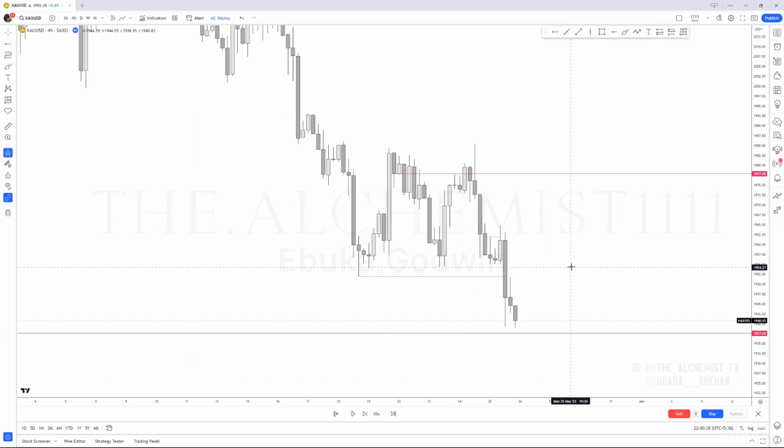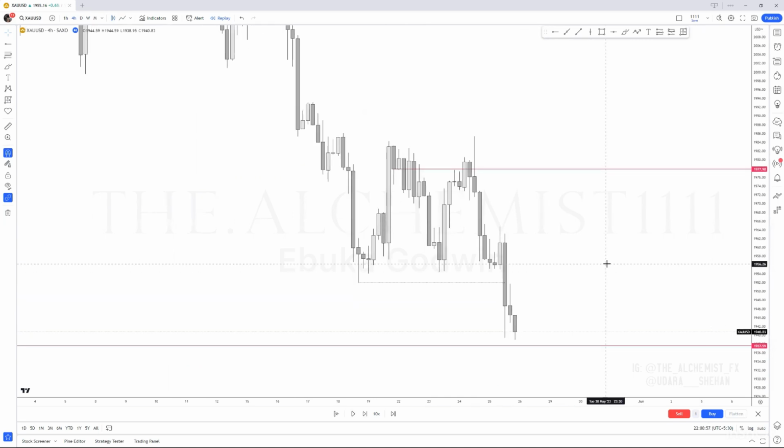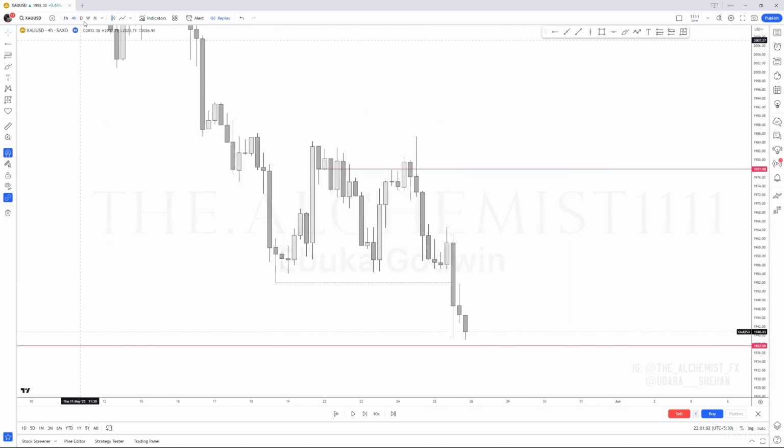Why do I say it never ended? Because I told you, how does the storyline end? The same way it started, right? Do we have a daily rejecting a daily support and H4 breaking structure to the upside? No. So you can't say that daily has started a bullish storyline or that the daily bearish storyline ended. So that means you can still look for sells, right? You can still look for sells. So where can you start selling from?